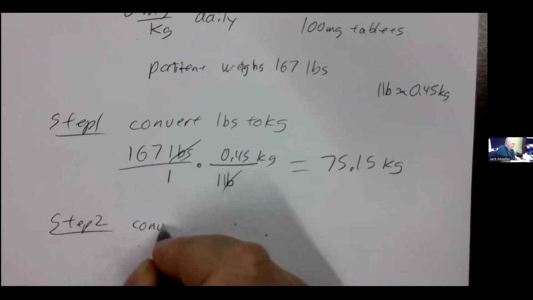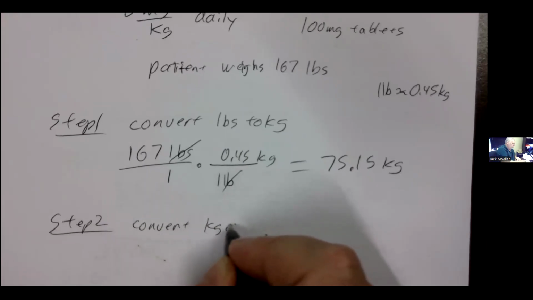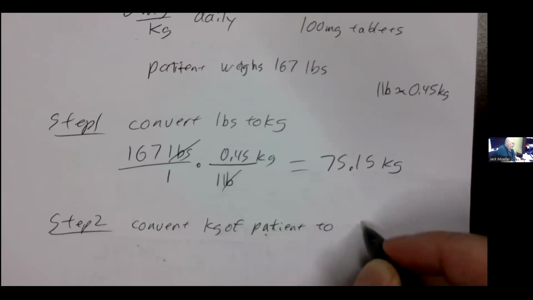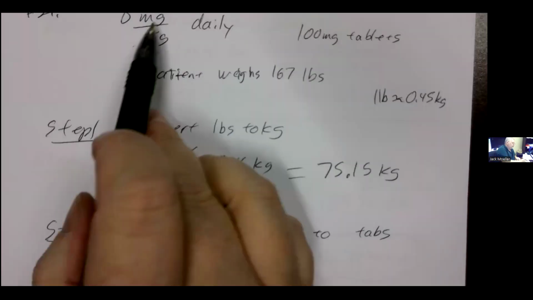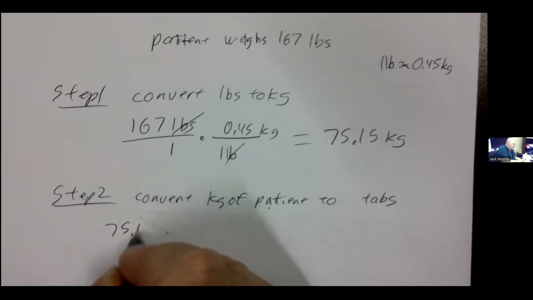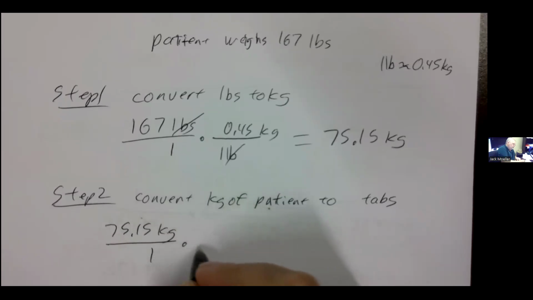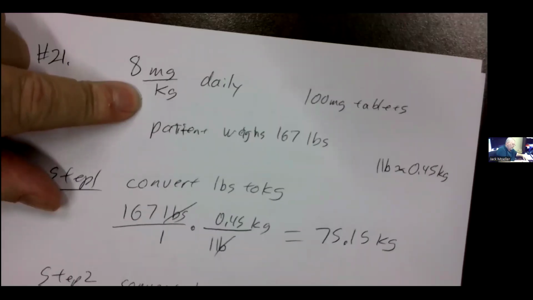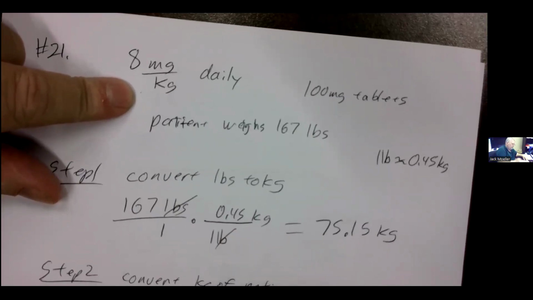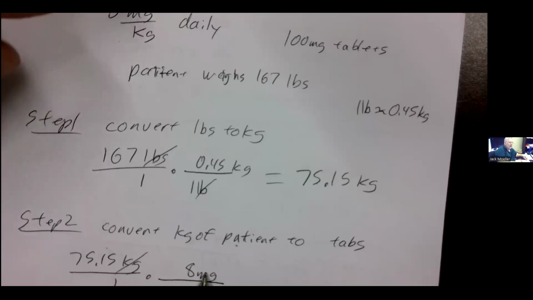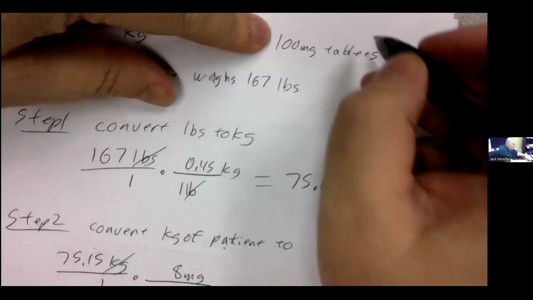Now we're going to convert kilograms weight of patient to tabs. We don't want just milligrams, we need to know how many tablets. So we have 75.15 kilograms. We know for the medicine that 1 kilogram of patient means 8 milligrams of medicine. But this is milligrams of medicine. What they want to know is how many tablets, 100 milligram tablets.